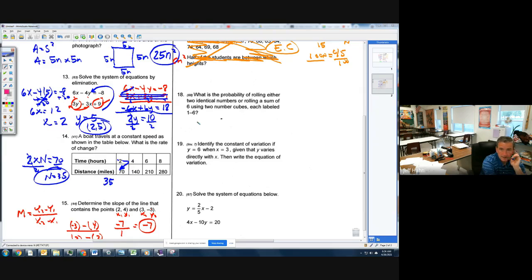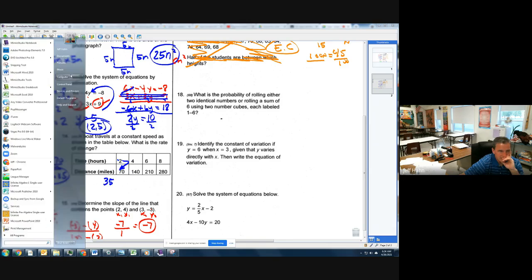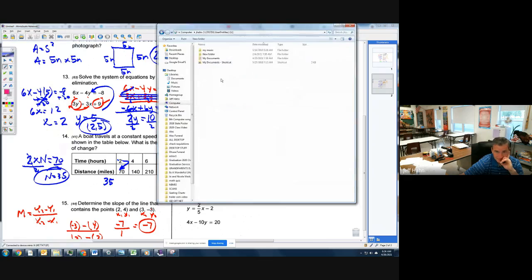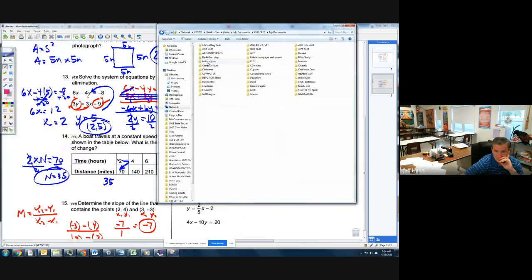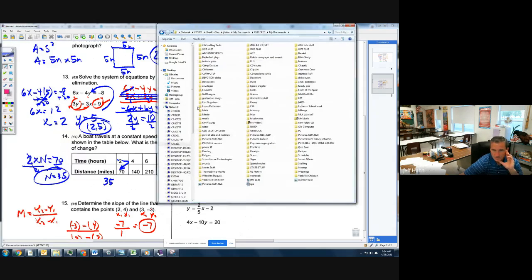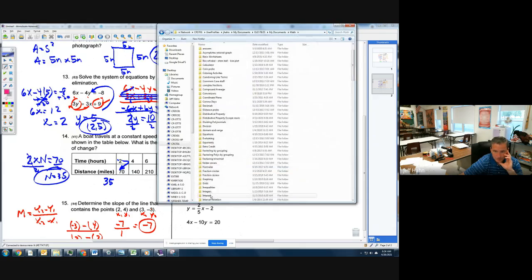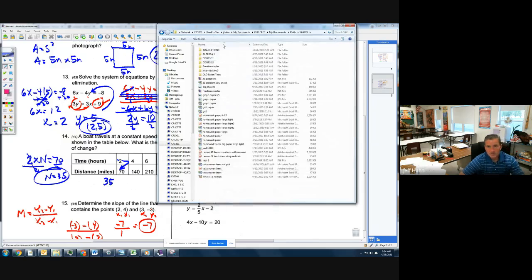What is the probability of rolling 2 identical numbers or rolling a sum of 6 using 2 number cubes, each labeled 1 through 6? Oh, mercy. You would probably want to use that number cube thing I gave you, and I'm going to go find it because to sit here and write it all up, I'm not just going to do that. Much as I like you kids, I am going to find it, pull it up, look at it, talk about it. You'll love me for that a little bit later.